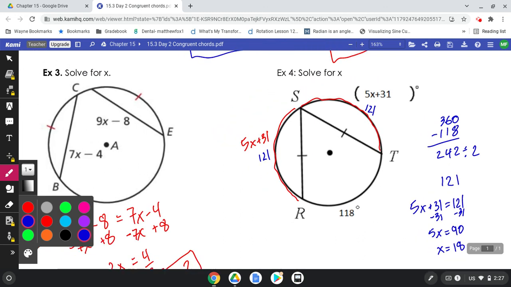Now, what if, you'll see this on your Delta Math assignment, what if it asks for what angle RST is. If it asks for that angle right here. Remember, that is an inscribed angle. We just take whatever the arc is, the minor arc there is 118, divide it by 2, and we would get 59 degrees. That would go for what our angle is right here.